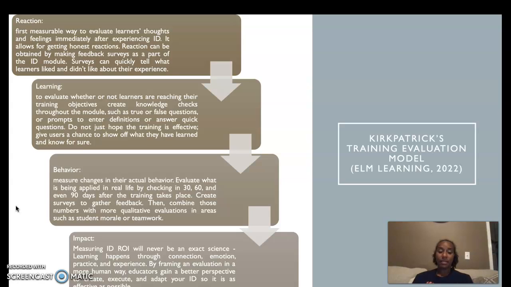Finally, impact. Measuring instructional design return on investment will never be an exact science. Learning happens through connections, emotions, practice, and experience. By framing an evaluation in a more human way, educators can be better positioned to create and adapt their instructional design so that it is as effective as possible.